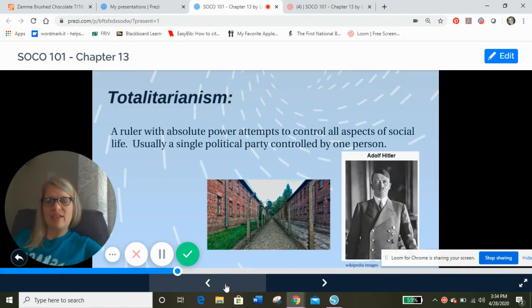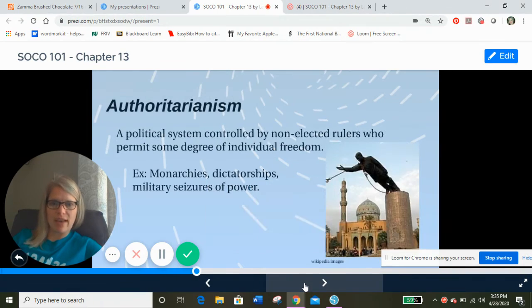And the last one, which is the most extreme, is totalitarianism. You can think of it as total control. That total word is in the term itself. It's when a ruler with absolute power attempts to control all aspects of social life, and it's usually a single political party controlled by one person. And the best example that we have is Hitler in Nazi Germany.